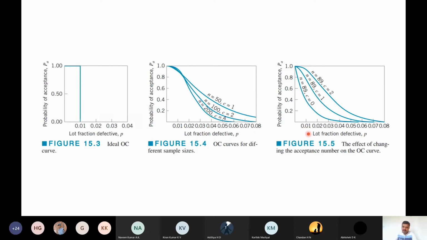So in order to achieve that, what should be the lot fraction defective? That means how many defects must be there in a lot. So it will give an idea regarding that.